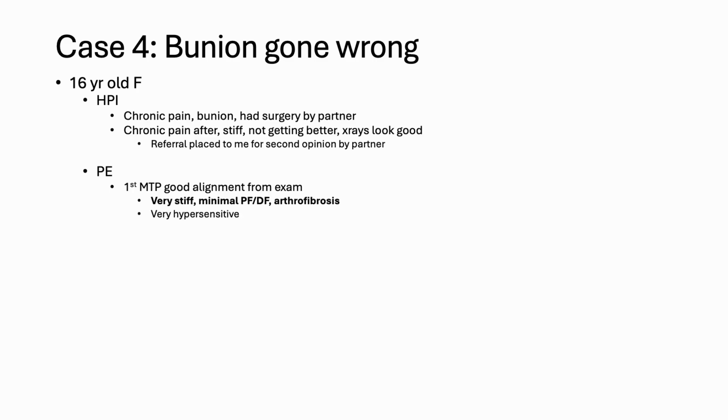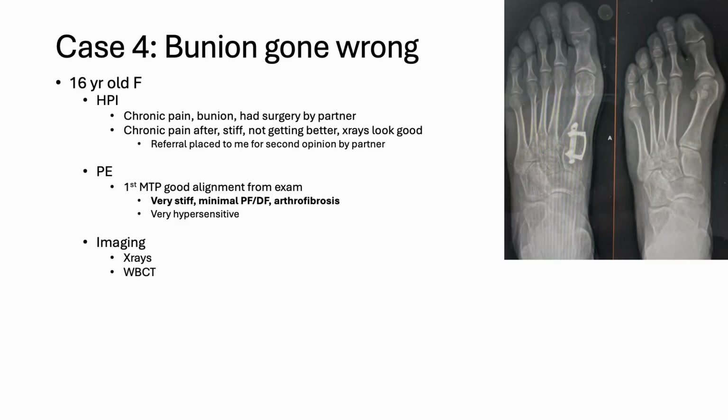And again, he gave me a second opinion. So physical exam, first metatarsal joint alignment looked good on exam. It looks like the toe is straight. It looks like there is zero bunion. However, it's very stiff. There's minimal dorsiflexion and plantar flexion, and it feels stiff. So arthrofibrosis, in my opinion. And then she's hypersensitive. Again, patients sometimes are just difficult to examine, but something was going on in the joint that didn't make sense. Imaging, x-rays, and weight-bearing CT scan were done.